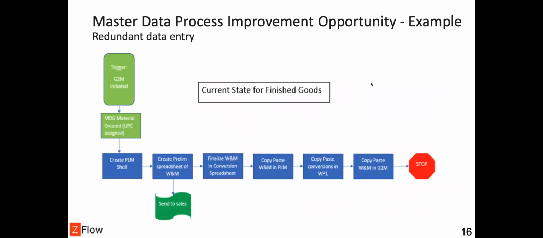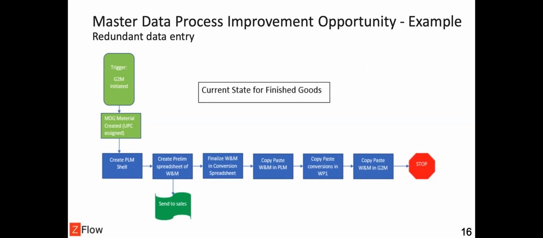And then the other one I wanted to talk about today is really around redundant data entry. So this is for our weights and measures process for finished goods. And this is the current state, or what was the current state when we went to implement ZFlow, I should say. It's not our current state today.